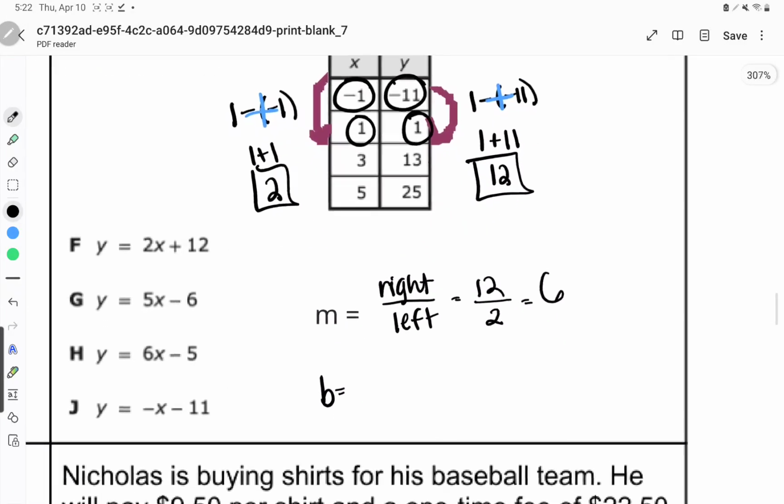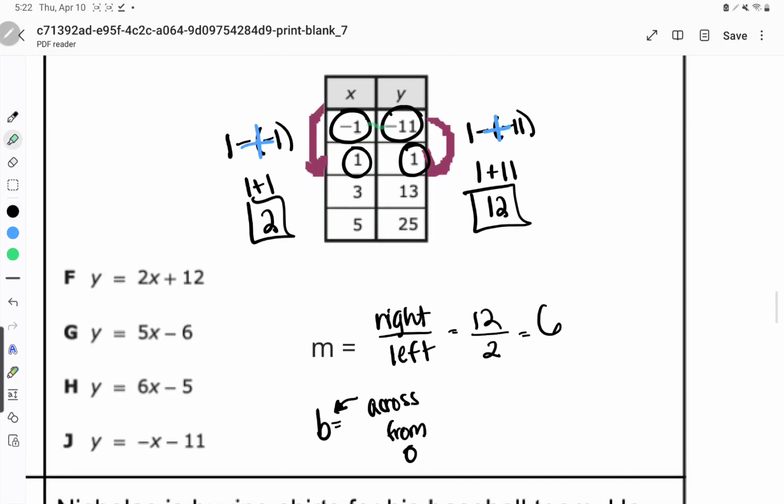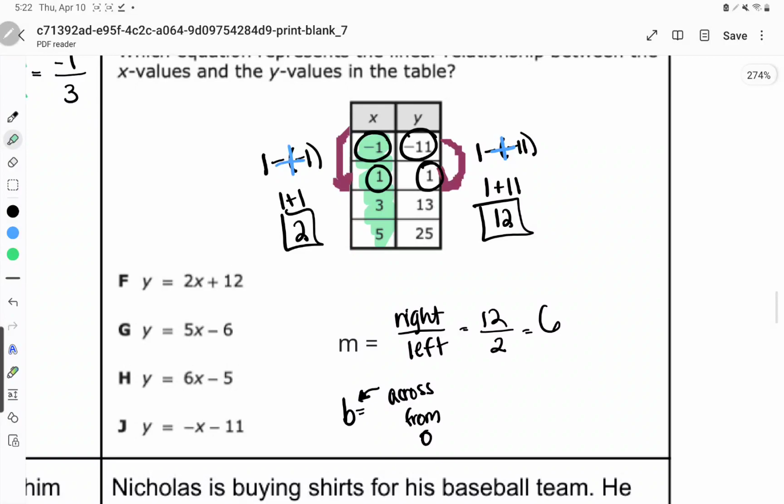Now, usually, I would tell you to look for a b, but you don't know how to find the b for this one because that's an 8th grade skill. But as a reminder, b is across from 0. And if you look right here, we don't see anywhere where x equals 0, so therefore, it didn't give us a b this time. Well, what do I do, Miss Dunn, if it didn't give me a b?